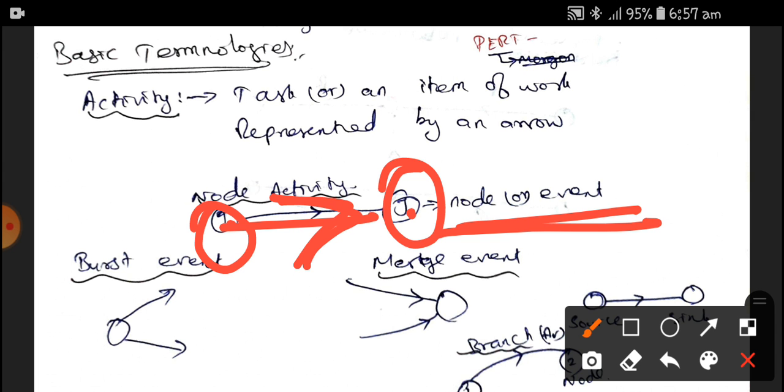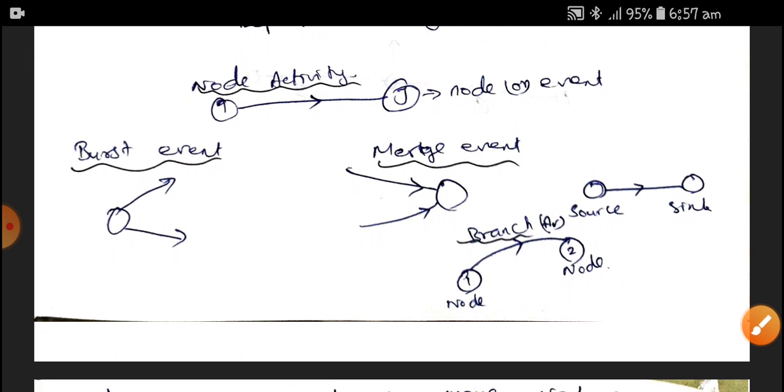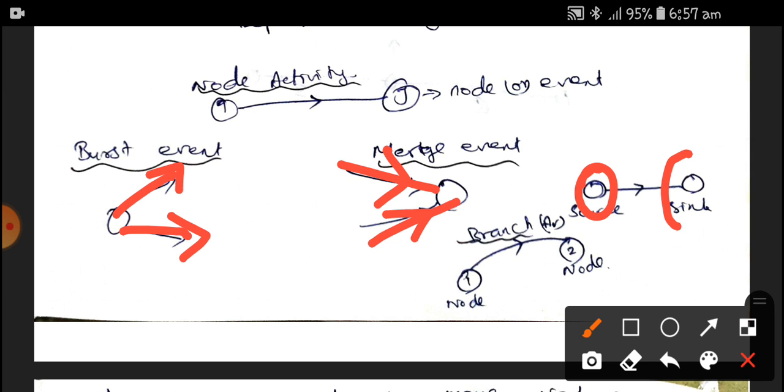Here in PERT and CPM we have to handle different types of events. Bursting means we have to split. Merge means we have to combine events. So here the first machine is called a source, and the second machine is the sink.